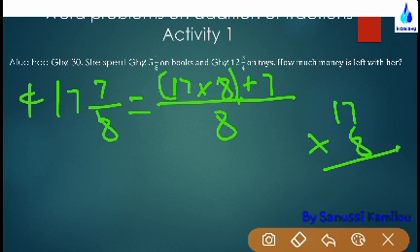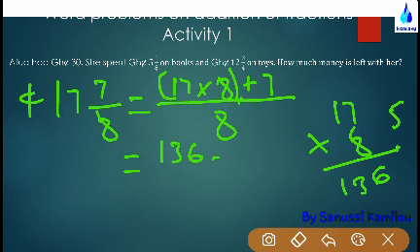8 times 7 is what? If your answer is 56, then you are doing well. 8 times 1, 1 plus 5, is it 13? Very good. So I'm getting 136 plus 7 out of 8. Okay, out of 8.